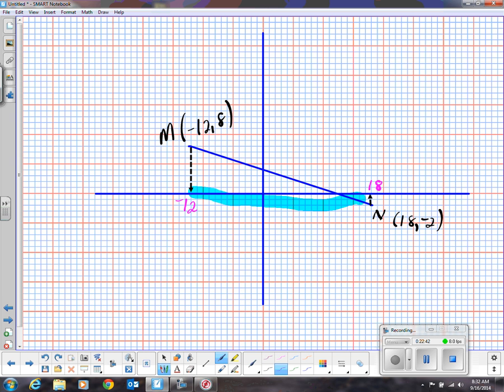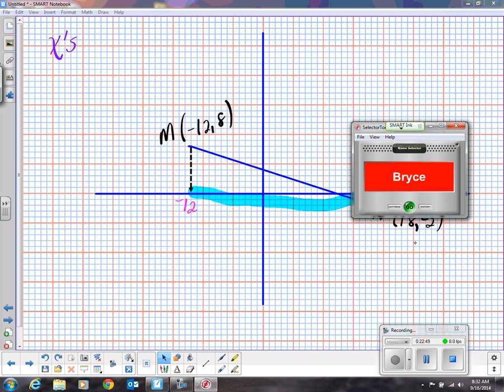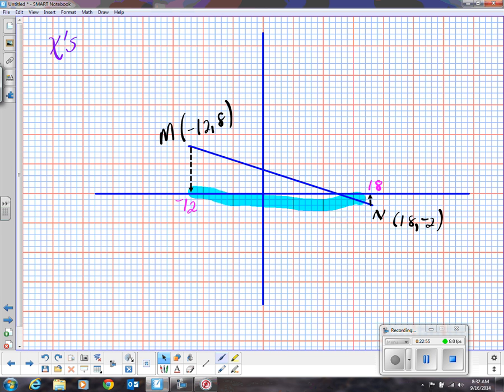So the first thing we're going to do is work with the x's, and what do I need to find first, Mikey? The length. And we do that by absolute value of negative 12 minus 18. Right. So that's going to be absolute value of negative 30, which is 30. All right, so first we find the length of the segment.